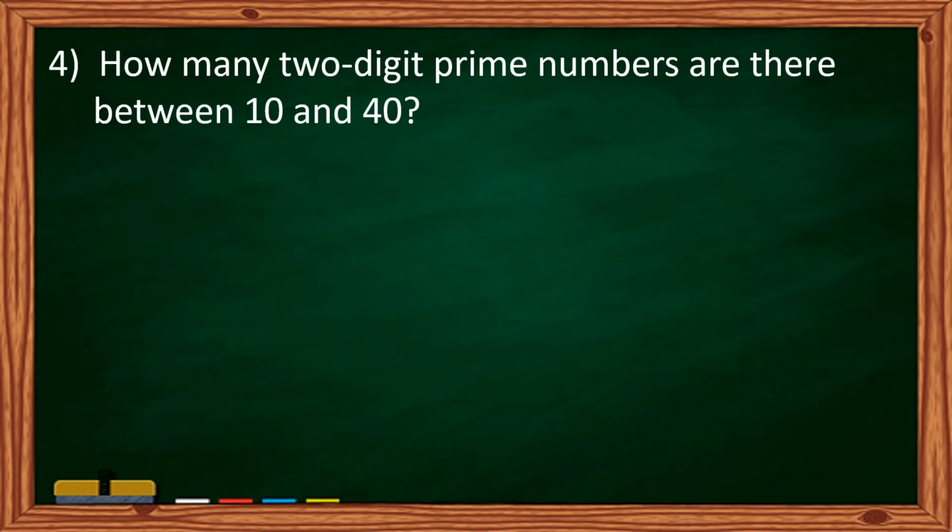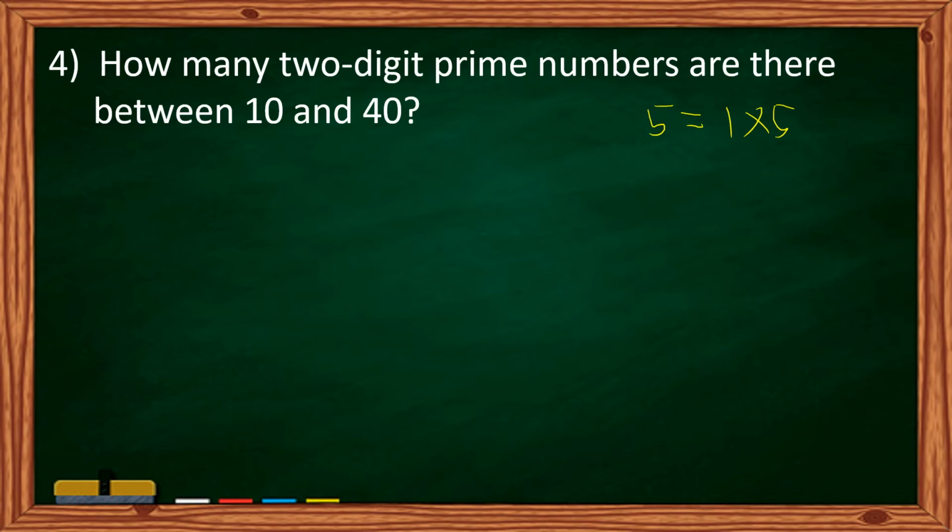Okay, so let us try to have number 4 problem. How many two-digit prime numbers are there between 10 and 40? We know that prime numbers are numbers whose factors are 1 and itself. For example, 5. 5 is 1 times 5 and no other factors. So 5 is a prime number because the factors of 5 is 5 and 1, or the number itself and 1. Okay, but 5 is not a two-digit prime number. It is only a single-digit prime number.